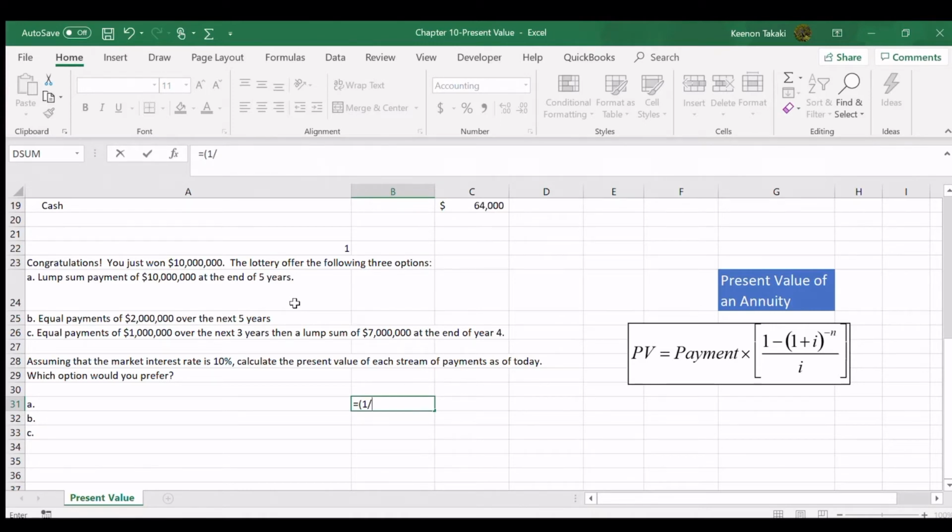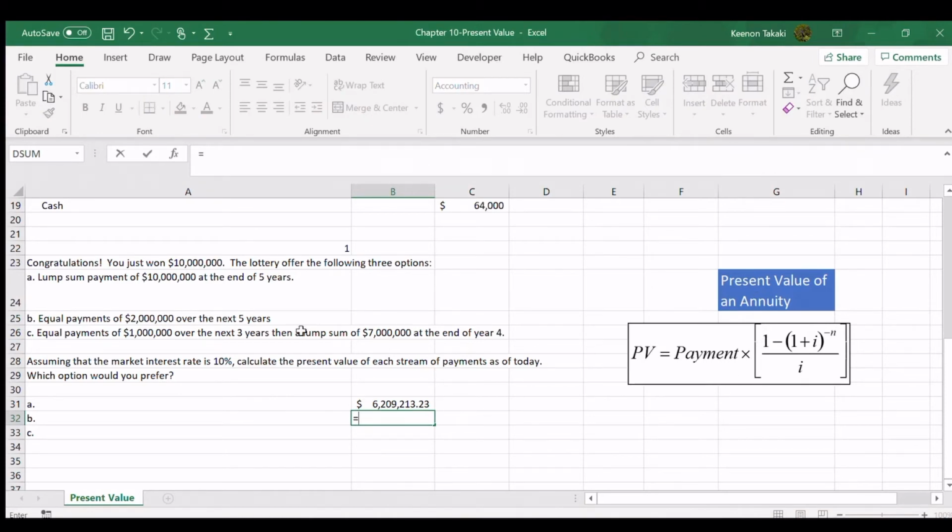So for part A, it says we got a lump sum payment of $10 million at the end of 5 years. So we're going to go ahead and use the present value formula, and that's going to be 1 divided by 1 plus 0.1 to the power of 5. And we're going to multiply that times 10 million. And that's going to give us $6.2 million.